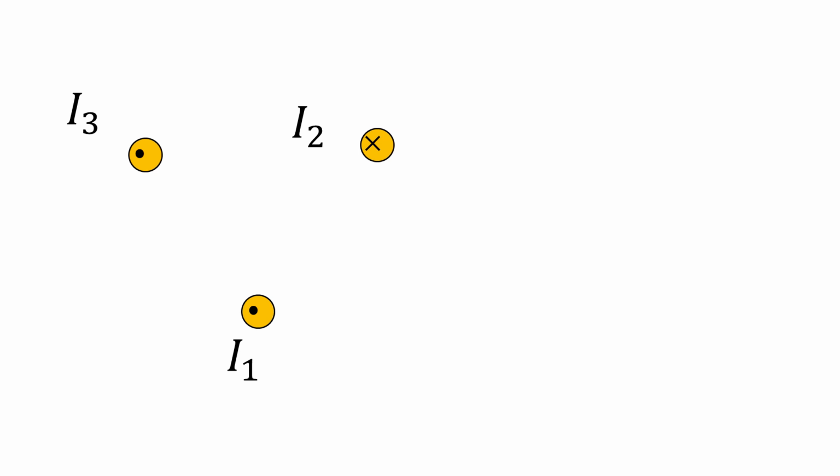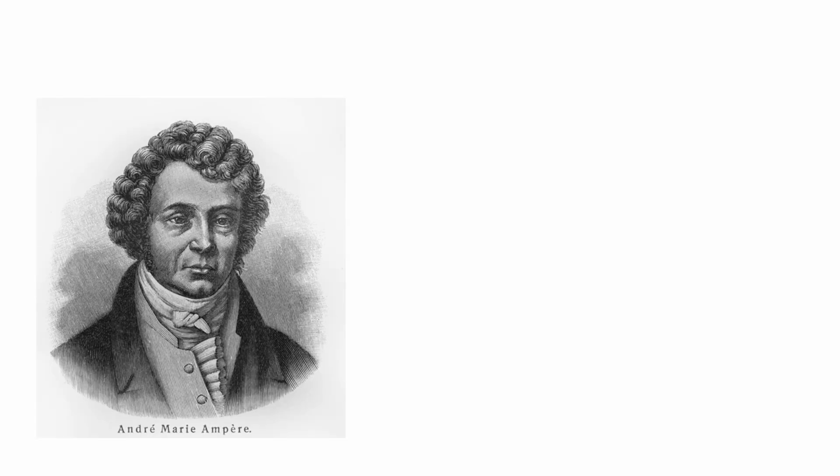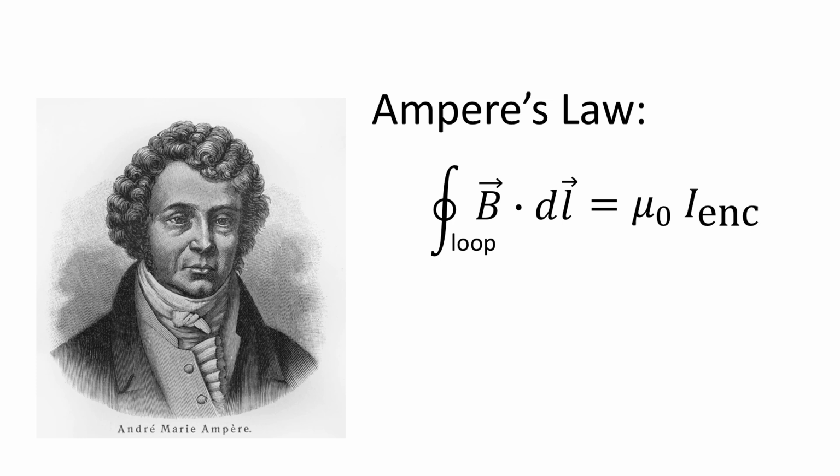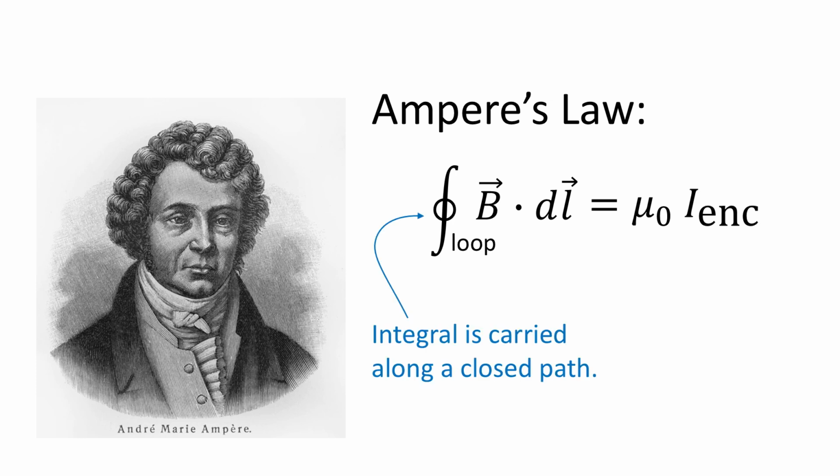However, if the distribution has some symmetry, we might be able to apply Ampere's law to find the magnetic field with considerably less effort. Ampere's law states that the dot product of the magnetic field B and the displacement vector elements dl integrated around a closed loop is proportional to the net current enclosed by the integration loop. The circle on the integral sign means that the integration path must be a closed loop called an Amperian loop.